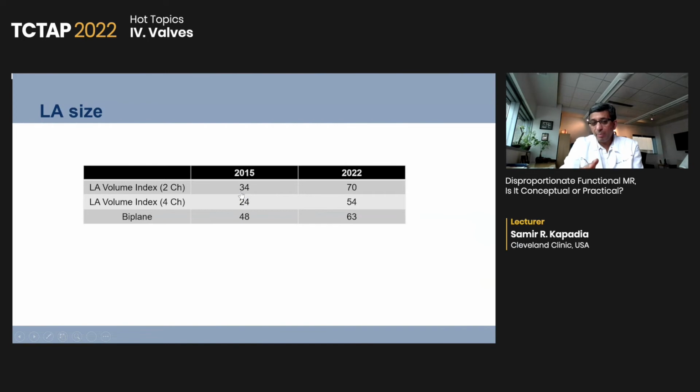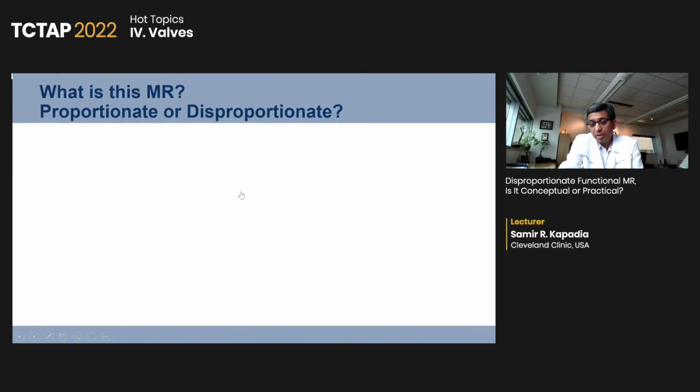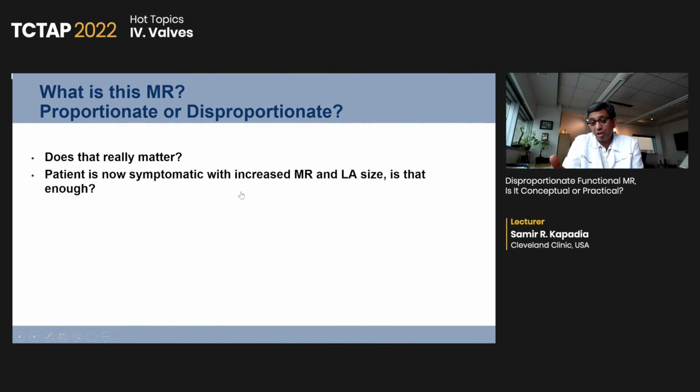The most important thing that happened in this patient was that the LA volume increased. So the LA got bigger, the annulus stretched, and now the mitral valve is leaking more, and now the guy is symptomatic. Should we have treated him when his MR was moderate, if we had a therapy that was easy enough to treat? So is this MR proportionate or disproportionate? Does it really matter? In my mind, it doesn't matter, because now the guy is symptomatic with MR. This is the only thing we can treat. LV function is not treatable. So there is nothing much to decide if the patient is symptomatic with increased MR.